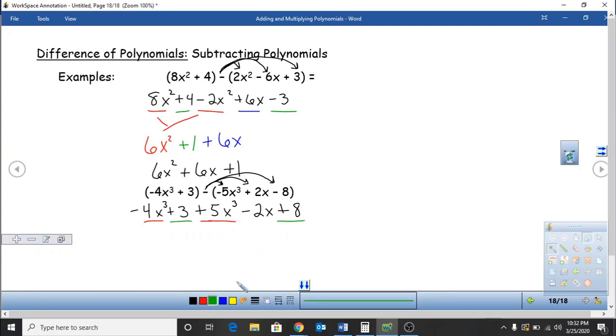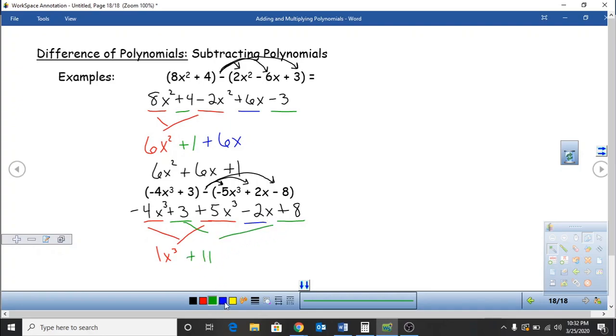So x cubed with x cubed, and again, it's a plus 5x cubed. Number with another number, and then this term, again, has nothing to combine with, all right? So I'm going to combine these two terms together. If I have negative 4x cubed and I add 5x cubed, well, the positive number is bigger, so I'm going to end up with x cubed. And again, you have a calculator if you struggle with this part, but negative 4 plus 5 is just going to leave me with 1x cubed.